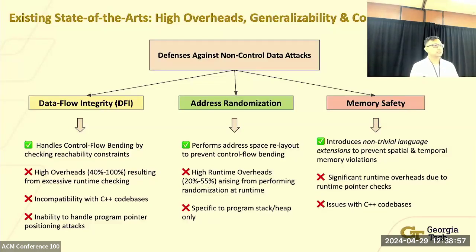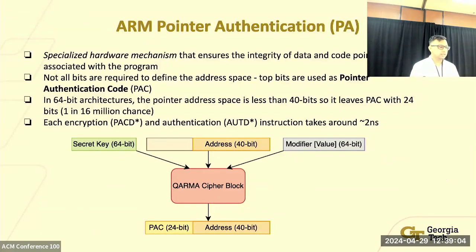So in our scheme, we wanted to do something with low overheads, and we wanted to look at something in the hardware. So you want to utilize something like ARM-PA. ARM pointer authentication is a specialized hardware mechanism that ensures integrity of data and code pointers. The reason is that not all bits are needed for a pointer. So the top bits can be used for a pointer authentication code. In 64-bit architectures, you need at most 40 bits, and the rest can be used by the PAC. So if you want to guess the PAC, you have a 1 in 16 million chance.